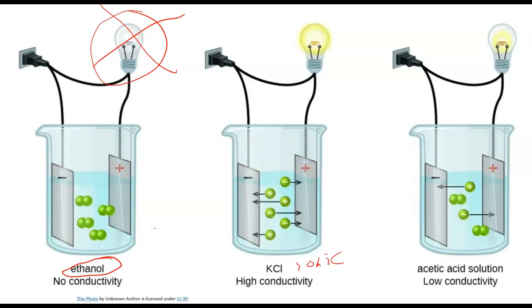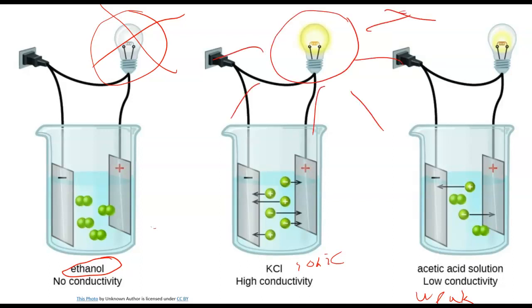This last one is acetic acid, and we'll talk about what type of compound that is, but this is a weak electrolyte. So you can see the light shines just a little bit. With the potassium chloride, the light shines really, really brightly. Super shiny, because it conducts electricity very well because there are ions broken up in the solution.